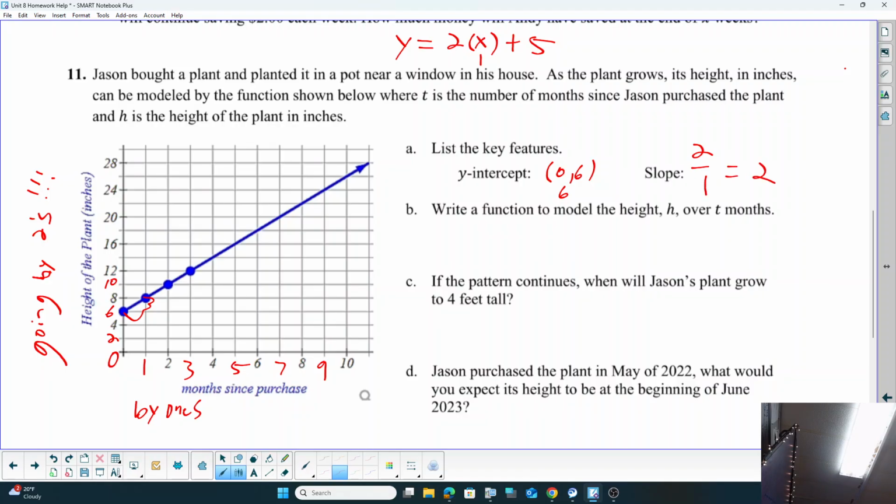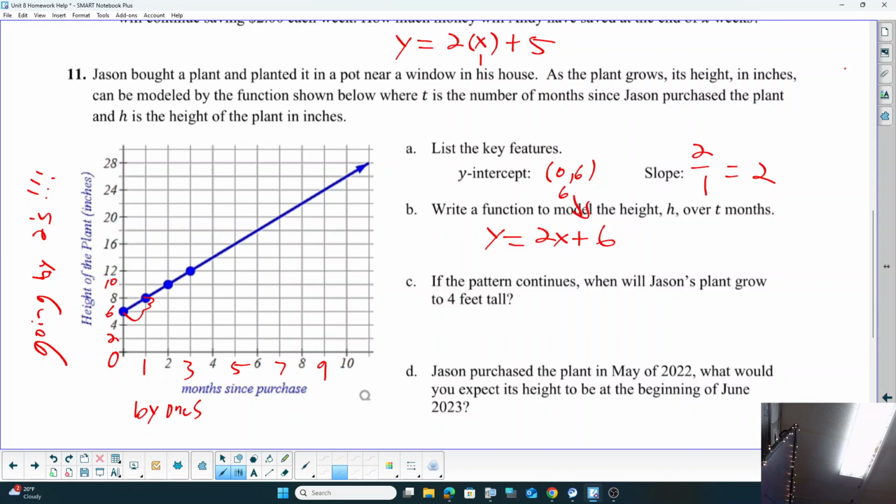Write a function and model the height. Oh, pause me, you got this. You know how to write it, don't you? y equals mx plus b. You try it, go ahead. You got this. You don't even need me. You know what you're doing on this one? Come on, son, daughter. So our slope is 2, so 2x plus our y-intercept is 6.